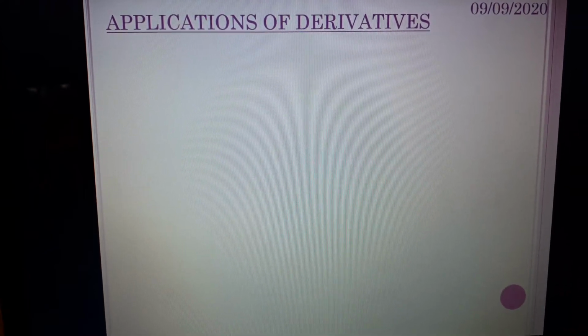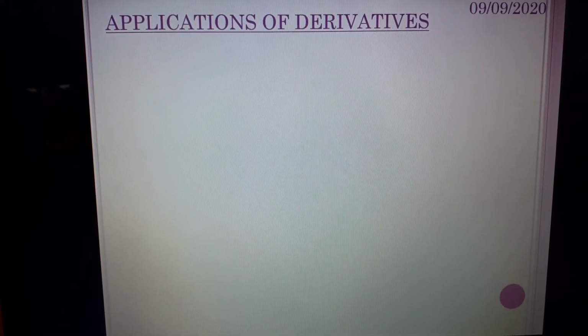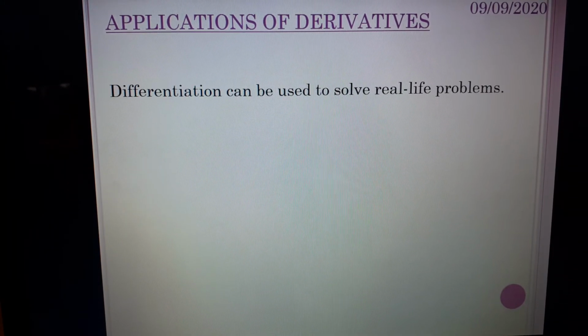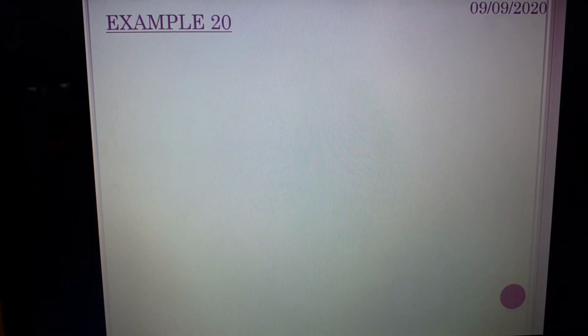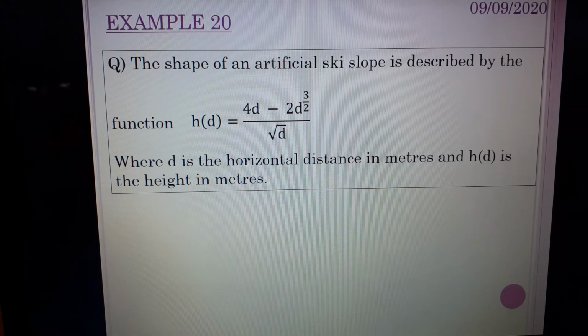Good morning. So today we're going to be looking at some applications of derivatives, so how they can be applied to a real life context. Okay, so here we have an example. The shape of an artificial ski slope is described by this function.